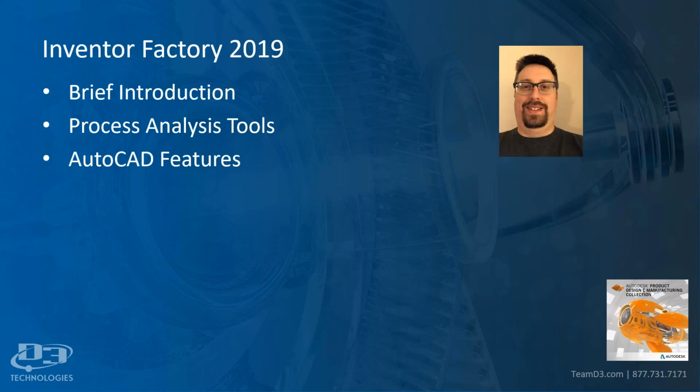So next, Pete is going to discuss our factory products that are now inside of our product design and manufacturing collection. Pete will do a brief introduction of what factory looks like in there. And then he's going to focus a little bit, I believe, on the process analysis tools. And then he'll also be talking about the additional AutoCAD features that come available in our 2019 product. So with that, I'll let Pete introduce himself, and I'll go ahead and make him a presenter.